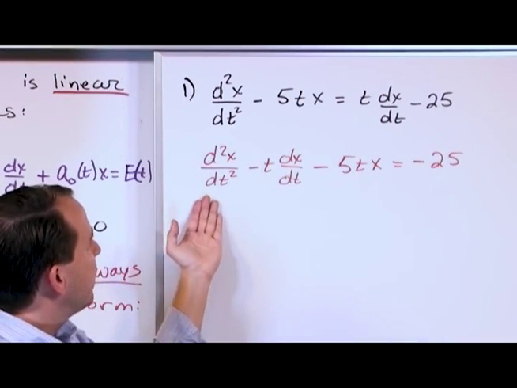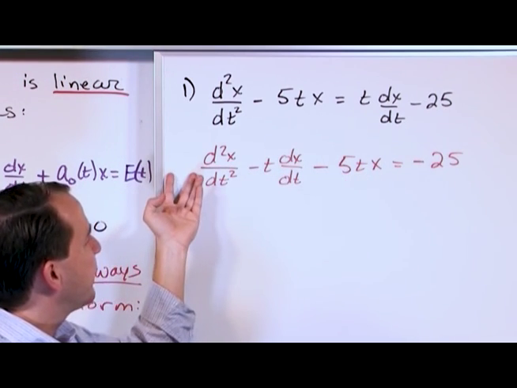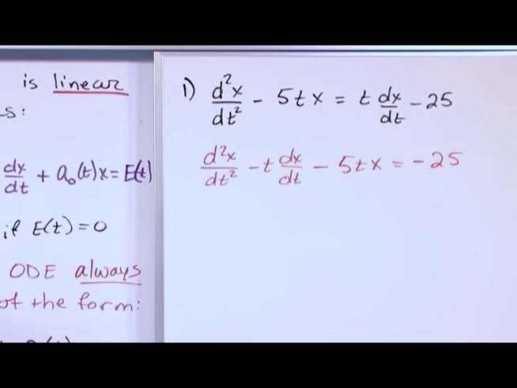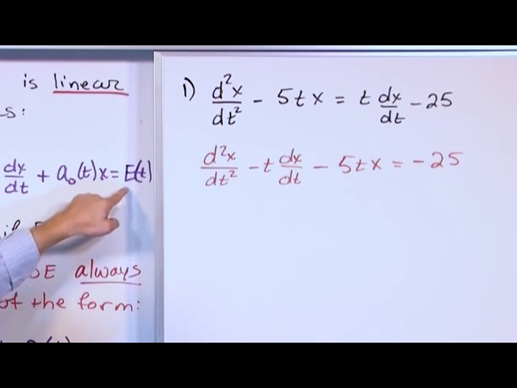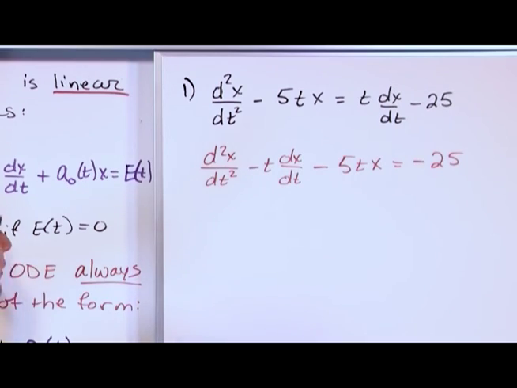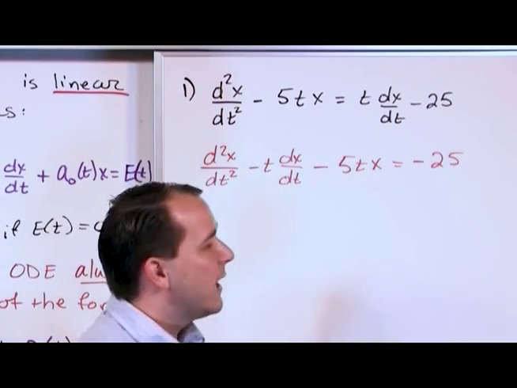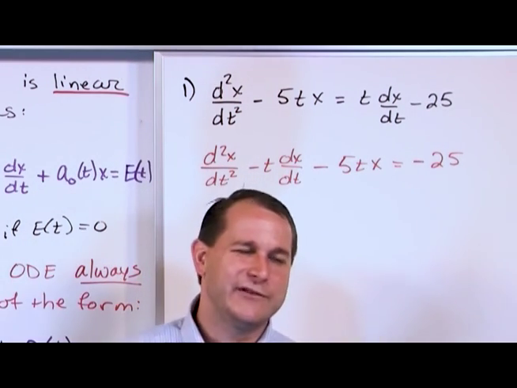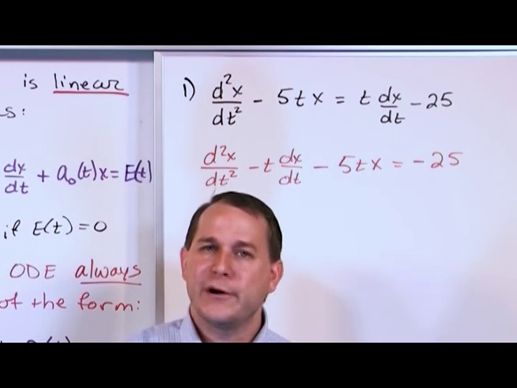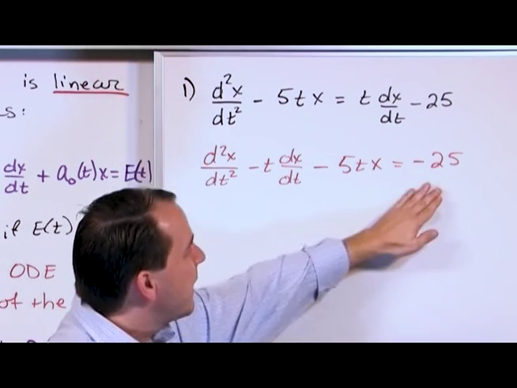I have second derivative, first derivative, no derivative. Each one of them has a function of time in front, which totally matches everything here. On the right-hand side of the equal sign, do I have e of t, which is just another function of time, my forcing function? I have negative 25, which is a function of time. So that trips people up sometimes. You look at constants, and you're like, well, that's not a function of time. Well, don't forget that any constant really is a function of time. It just doesn't change. So this is my forcing function.